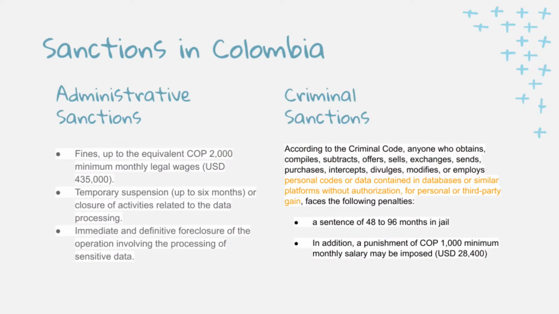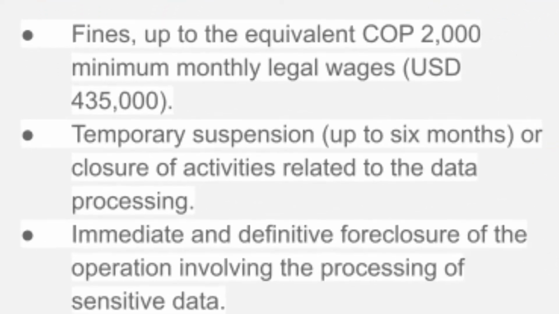So in Colombia, if anyone or any organization is found guilty of committing cyber crimes, there are two types of sanctions they can be charged with, which are administrative sanctions and criminal sanctions. As for administrative sanctions, the criminals can be fined up to 2,000 Colombian pesos minimum monthly legal wages, or they can be suspended temporarily for up to 6 months, and any operations involving the processing of sensitive data will be closed immediately.